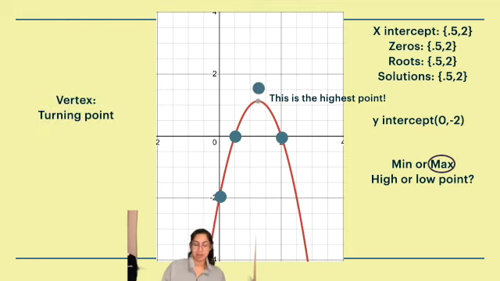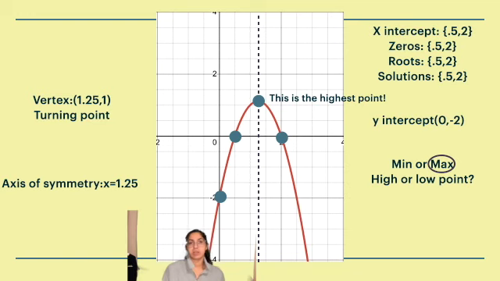And something that I want you to notice is that the axis of symmetry really is just the x value of your vertex. So if you find your vertex, you can literally just write axis of symmetry, x equals whatever that x value is.